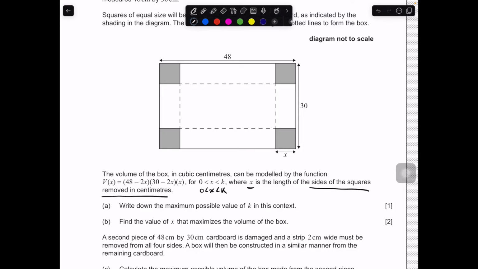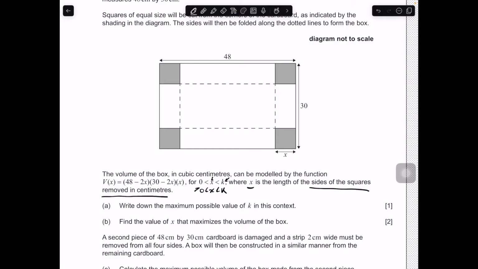So, for this question, the most challenging thing might be interpreting what it's asking. If x is the length of the sides of the squares to be removed, we know we have to remove something. If x is equal to 0, then we're not actually doing anything to this piece of cardboard. We're not going to create a box. And x has to be greater than 0, but it also has to be less than some value k.